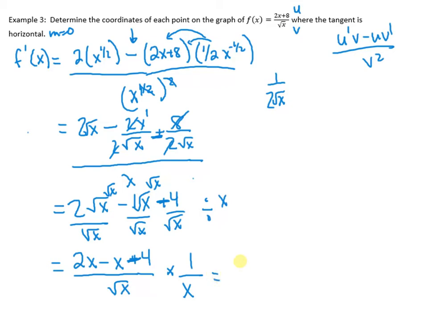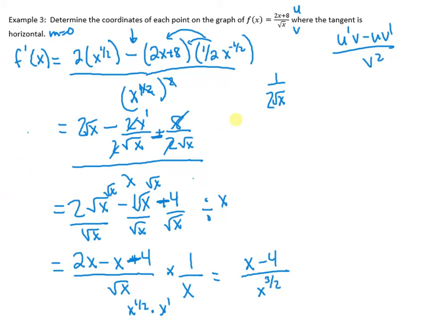So what do we get? The top stays the same. Well, 2x minus x is just x, and then minus 4. Okay, and this is x to the 1/2. We're multiplying it by x to the 1. So what we're going to do is we're going to add the exponents. I get x to the 3 over 2 on the bottom.